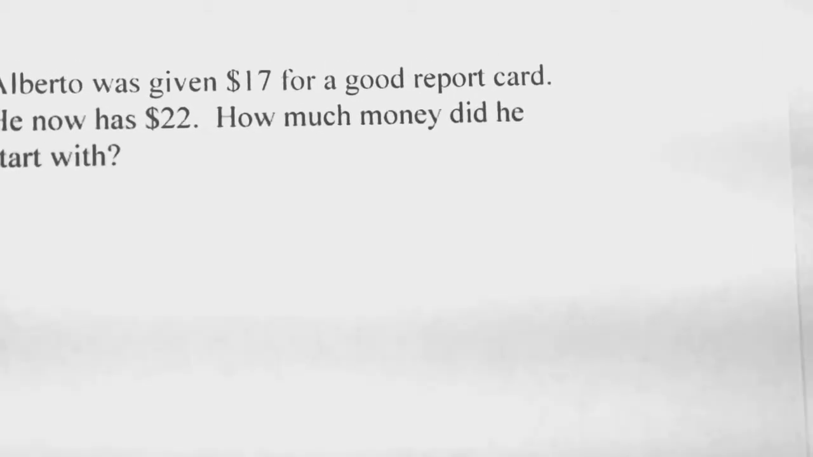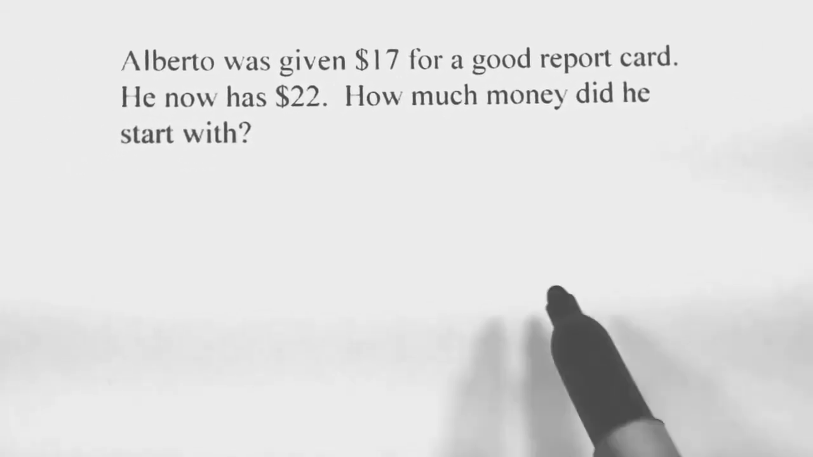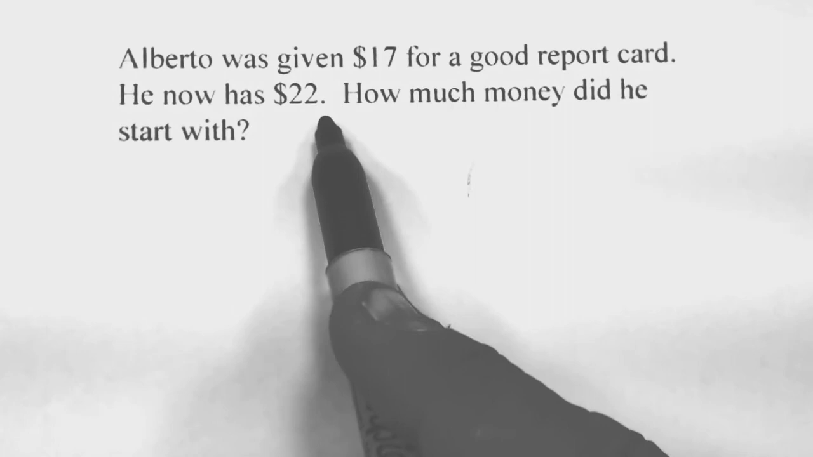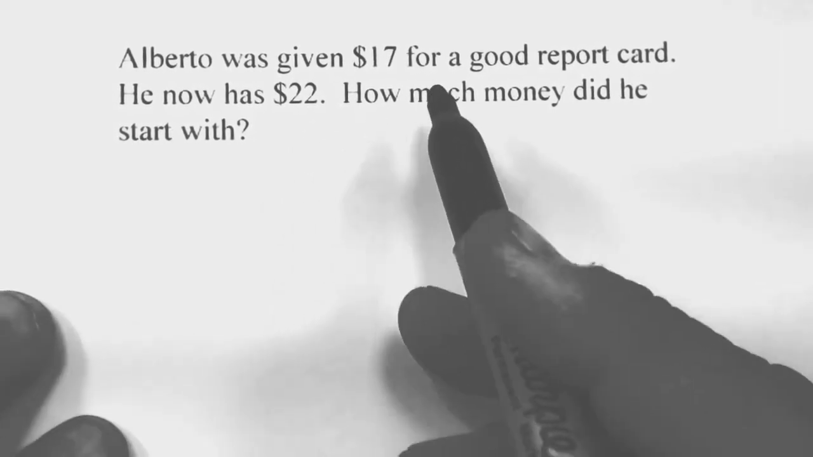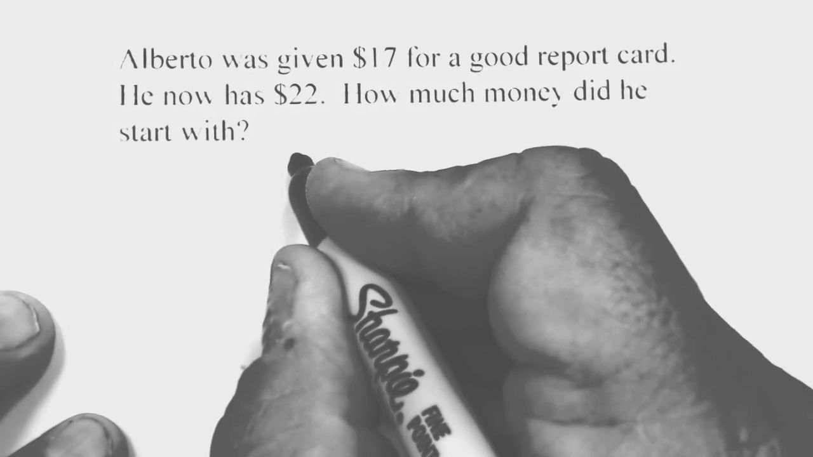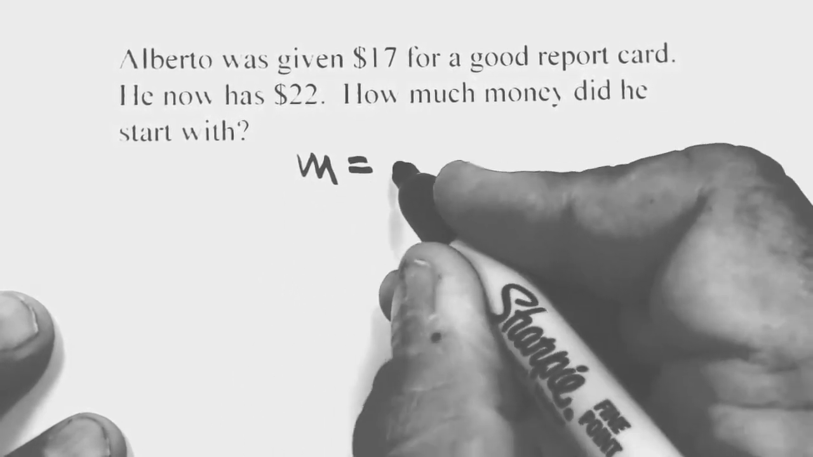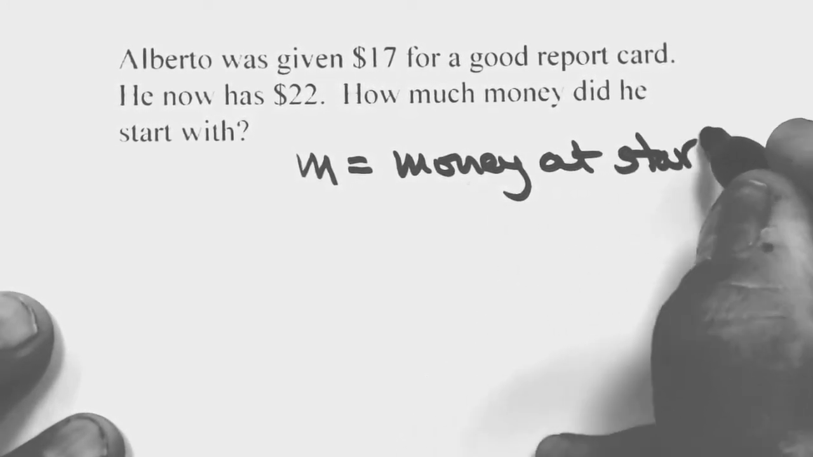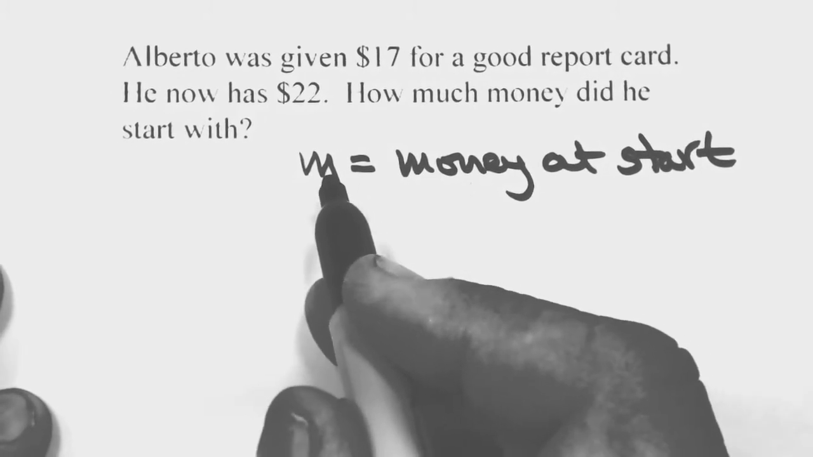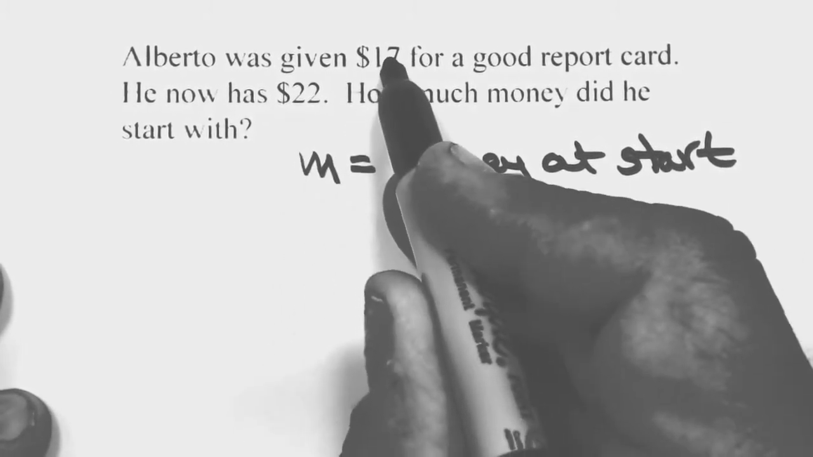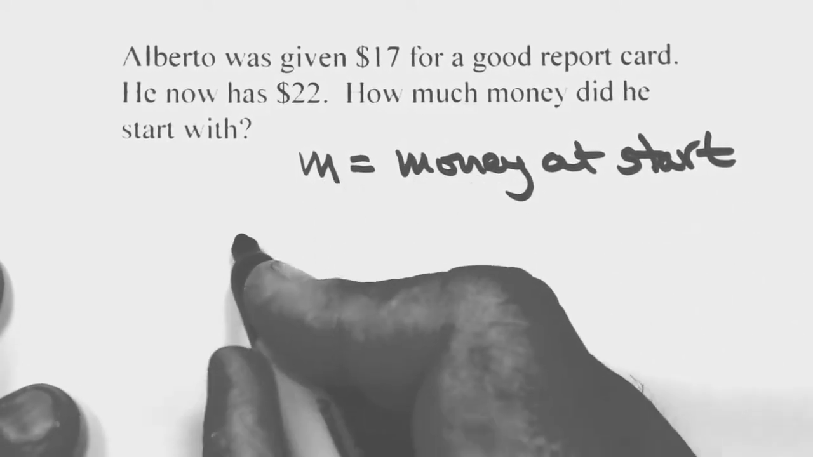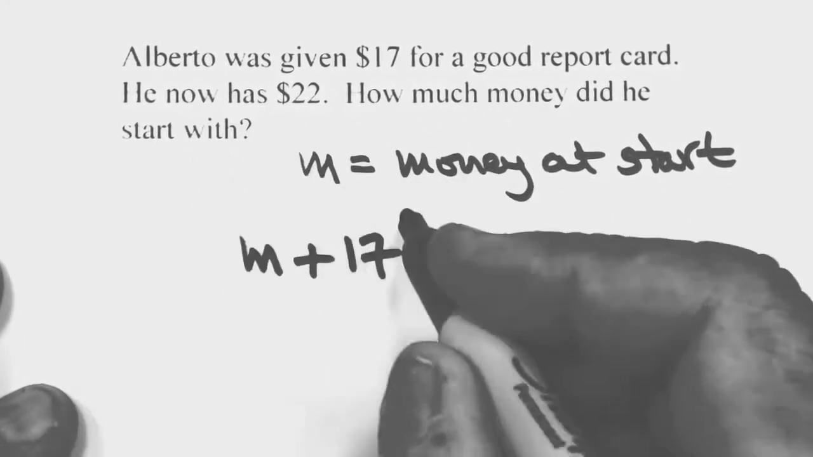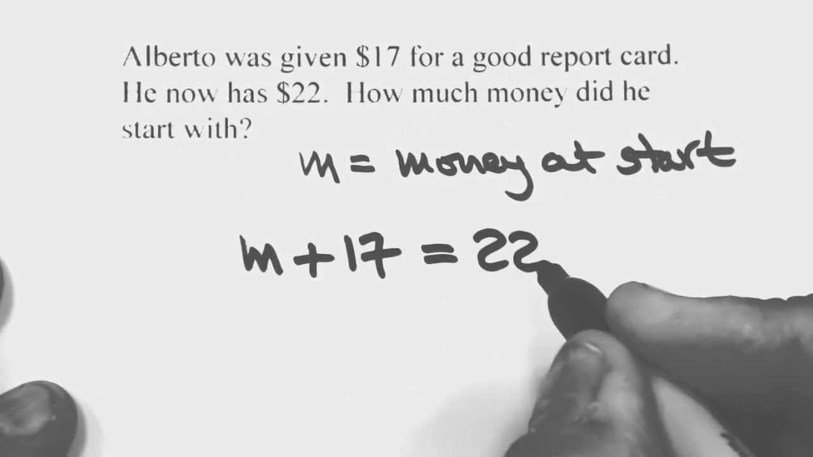Okay, well, here's another problem. Alberto was given $17 for a good report card. He now has $22. How much money did he have to start with? Let's say, well, we use M for money again here. M equals the money at the start. It's what he begins with. So, we have the M, and he was given $17 more, so whatever he had to begin with, the M plus the 17 extra he was given, now has to equal 22.